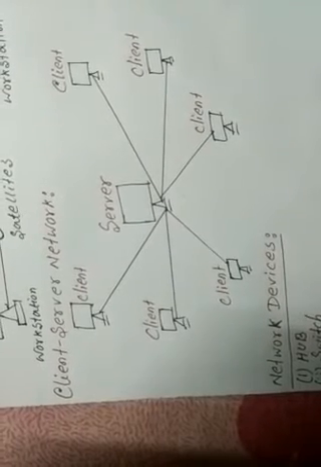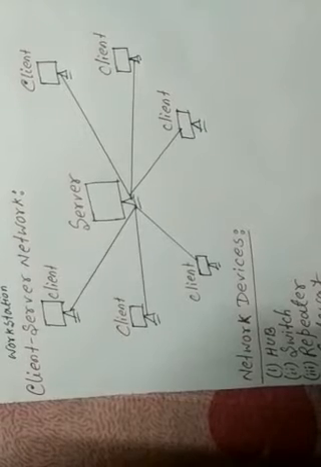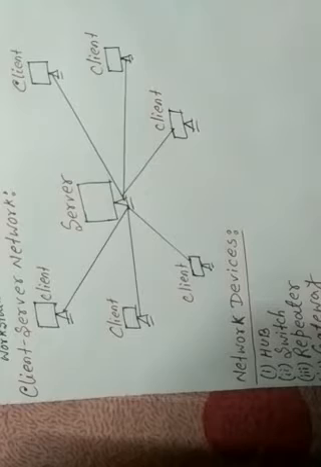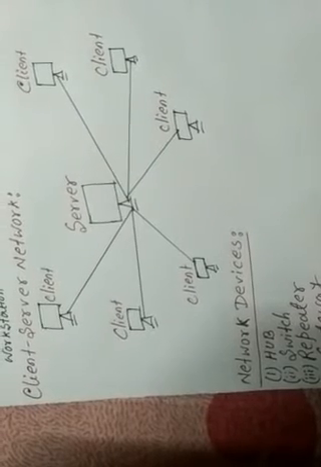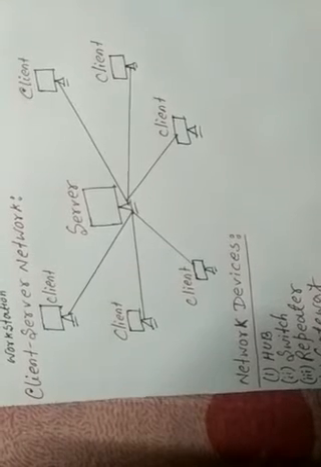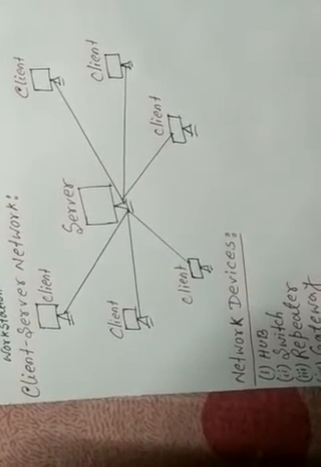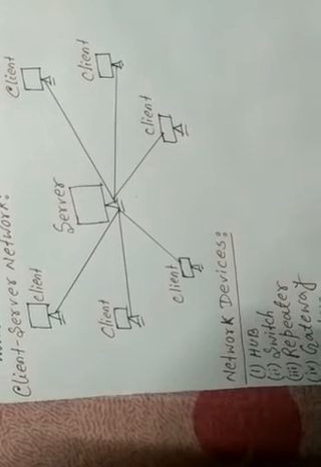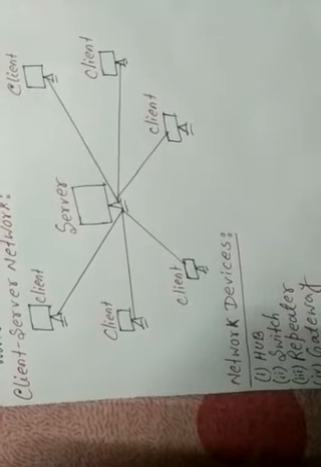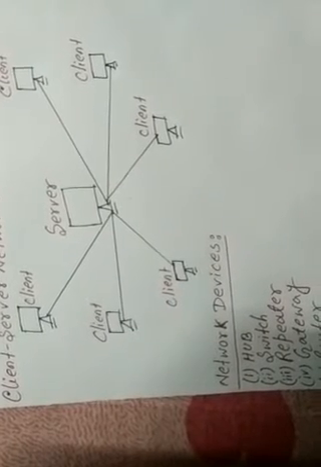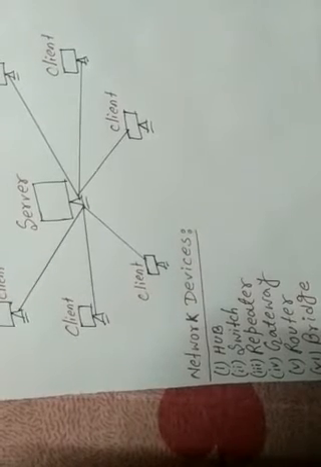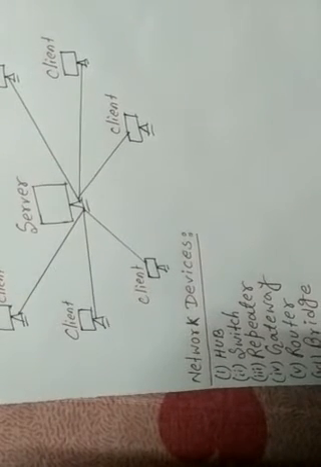Then we will discuss node. What is a node? A node is a device that is attached in the network. There are two types of nodes, end nodes and intermediary nodes. End nodes are the nodes that are the starting point or ending point of communication. Examples of end nodes are computer, security camera, printer, etc.